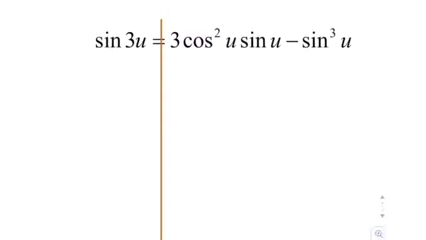Okay, which side do you want to start on, the left or the right? The right has more terms, right? It has more terms. And we're trying to get the angles the same.